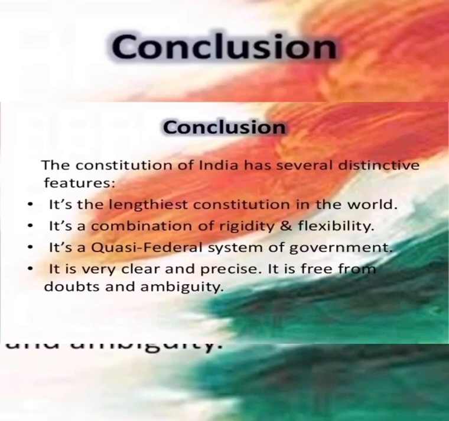So, that is why the Constitution of India has several distinctive features. Here they are. It is the lengthiest constitution in the world. It is a combination of rigidity and flexibility. It is a quasi-federal system of government. I already told you about the quasi-federal, the division between center and state powers. It is very clear and precise. It is free from doubts and ambiguity.